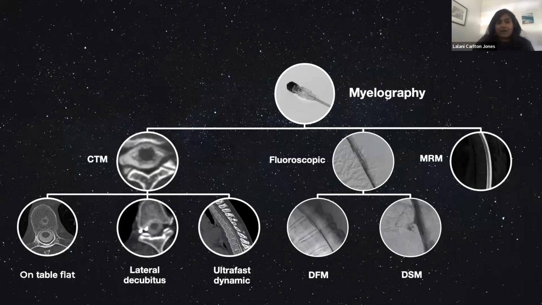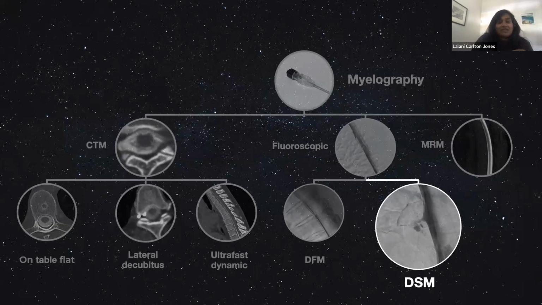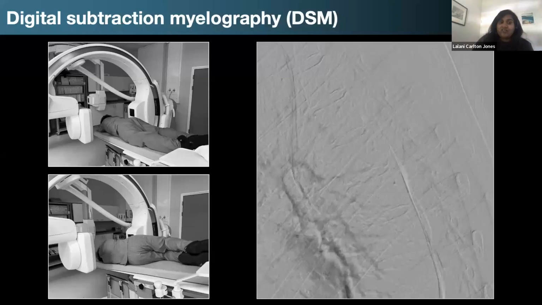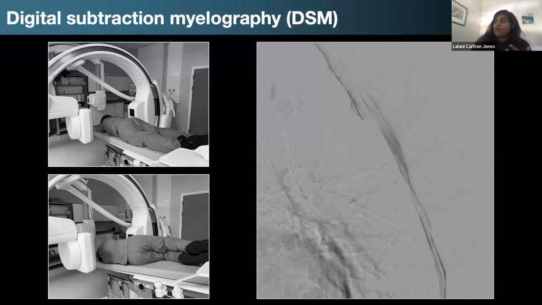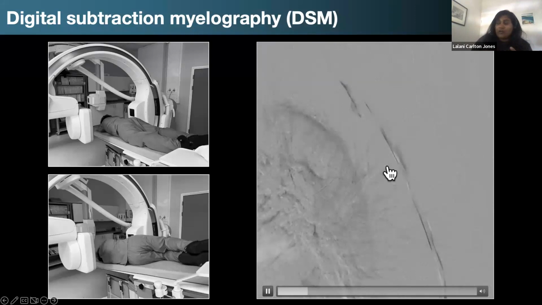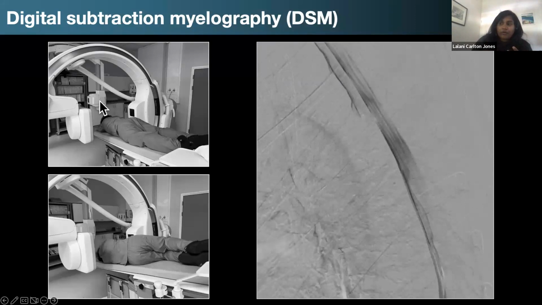So mostly I use CTM, but sometimes I use fluoroscopic methods because these give a really nice temporal resolution of imaging leaks. One example is something called digital subtraction myelography. This is where we essentially have the patient on an angiogram table. We use digital subtraction to get rid of bone. We're injecting contrast and we're looking for the point of CSF leak. Now, here I've positioned the patient prone because I'm thinking about a ventral tear. And this is an example of one. I'll go into this example later.